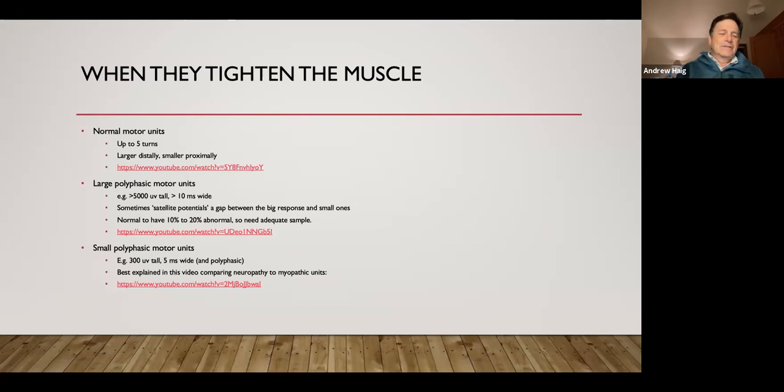Remember, small polyphasics, I'd say less than 500 microvolts, maybe less than 300 microvolts. They're skinnier, less than 5 milliseconds wide. I couldn't find a really good video that would demonstrate that to you, and I haven't seen a myopathy patient for a while. So there's a video that is like 8 minutes long where this guy compares and contrasts the two, and that's worth listening to, and he has some good theoretical material too. Okay, I think the next slide.